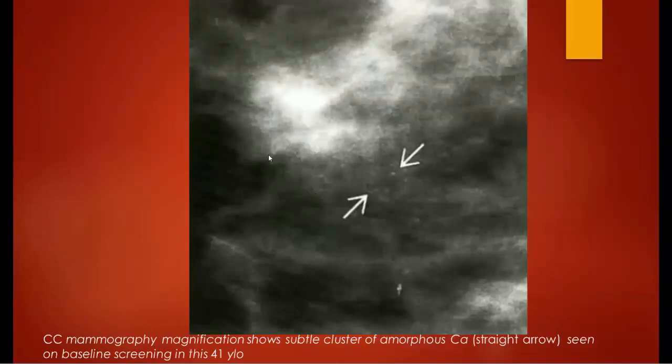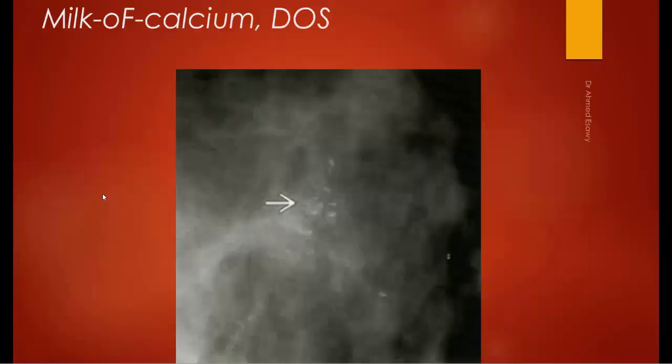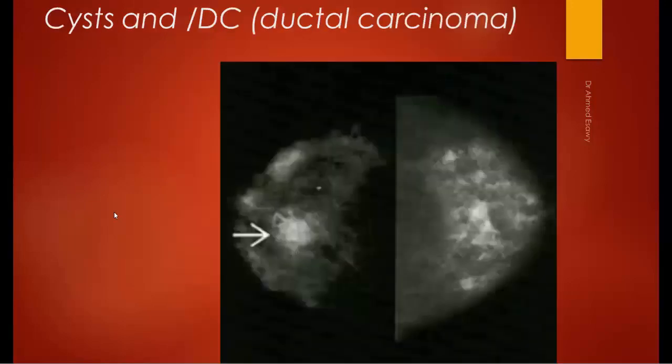CC mammography show subtle cluster of amorphous calcification in case of fibrocystic change. Milk of calcium, which is pathognomonic for fibrocystic change. Cyst and ductal carcinoma. This is one of differential diagnosis of fibrocystic change present as area of focal asymmetry.